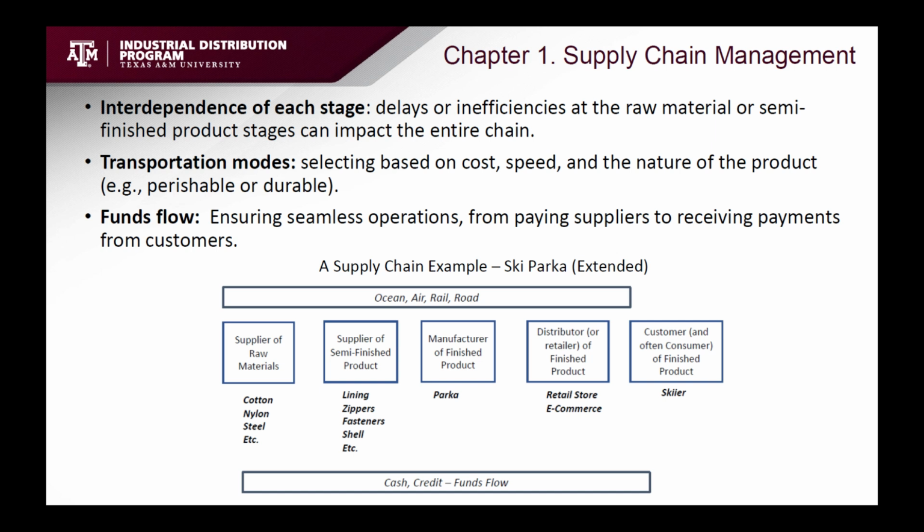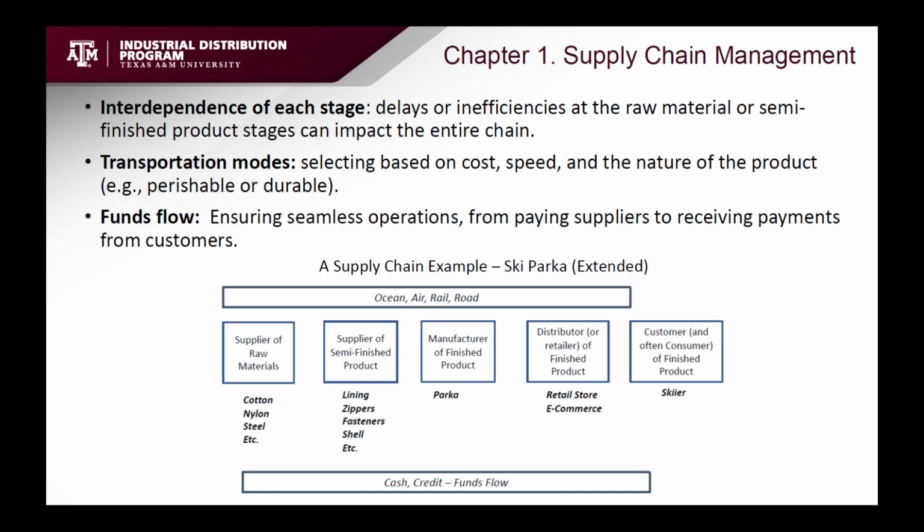Second, transportation. I mean, goods don't teleport. They move by ocean vessel, by air freight, by rail, by truck. And picking the mode is a real engineering decision. Air freight is fast but expensive. Ocean shipping is cheap but slow. We'll dig into those trade-offs later in the course.